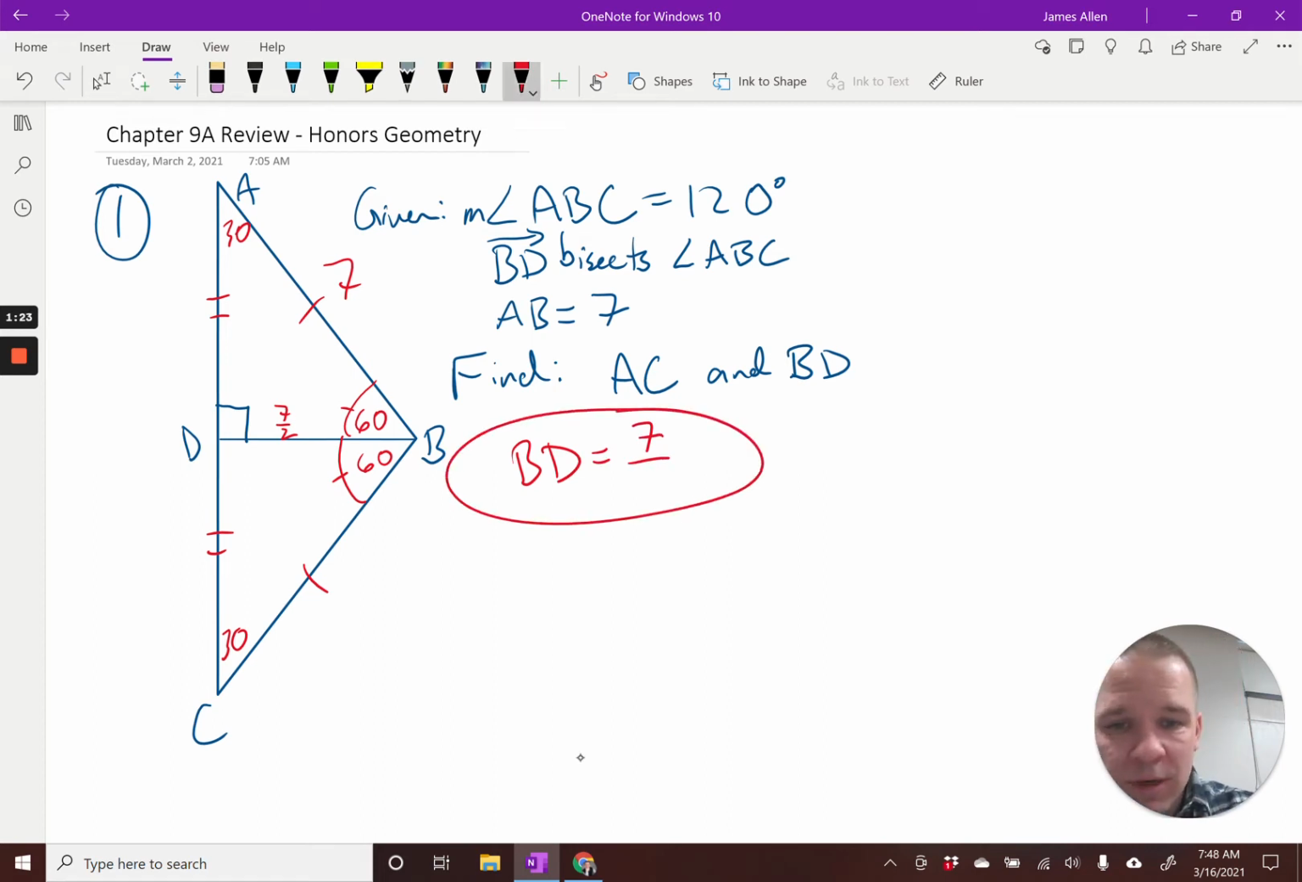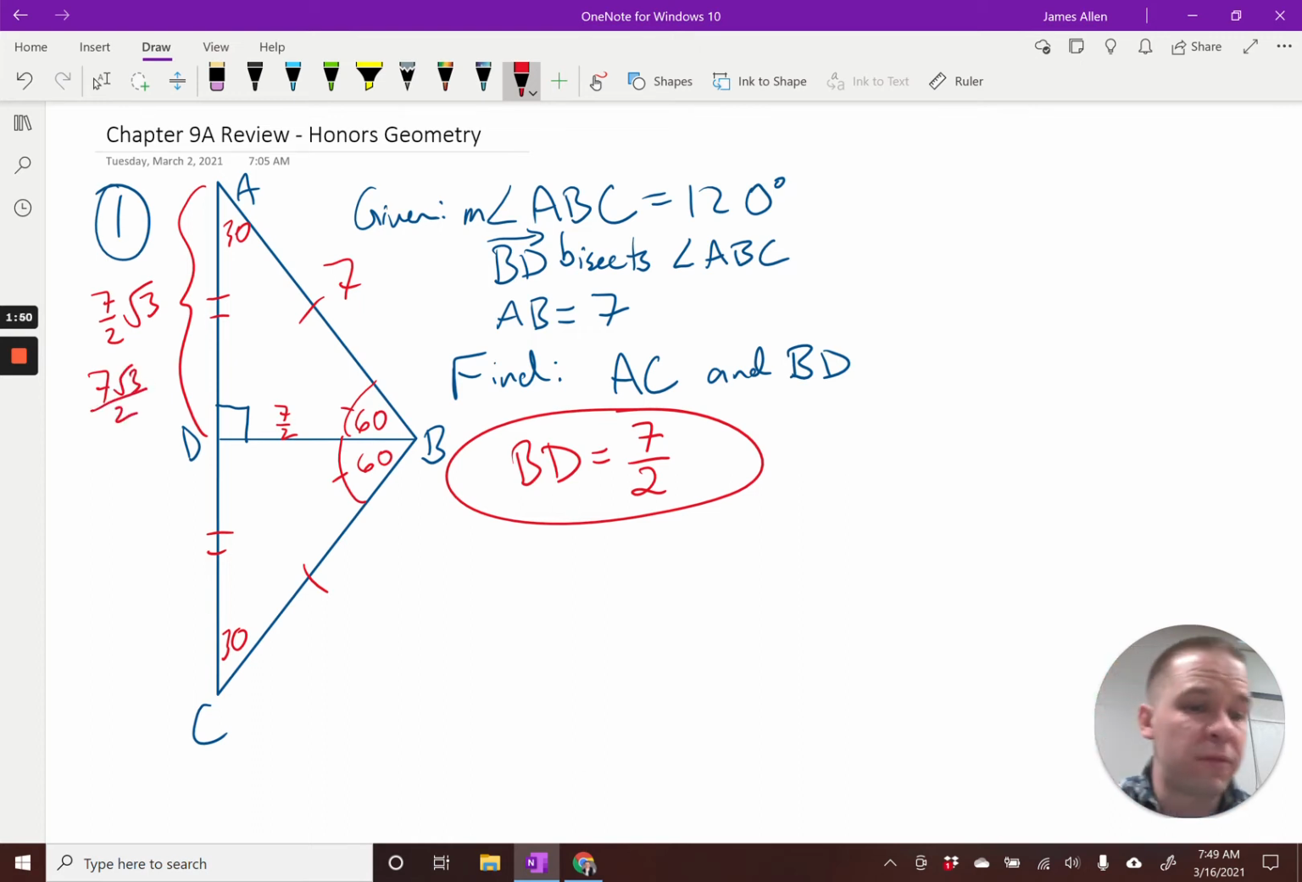That's a weird looking 2. I'm gonna, there we go. That's a little better. So now that I have BD, I can't get AC, but I could get AD, right? AD is going to be, let me flex some teacher brackets there, 7 over 2 root 3. Okay, cool. Or we could say 7 root 3 over 2 if you prefer that version. Either one of them is fine.